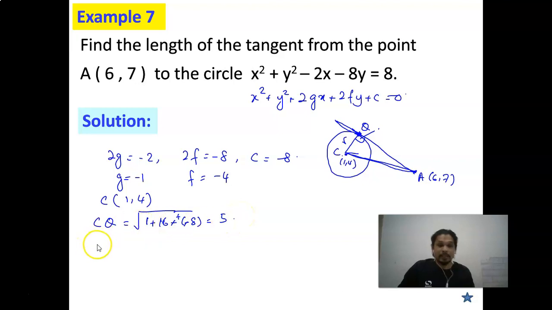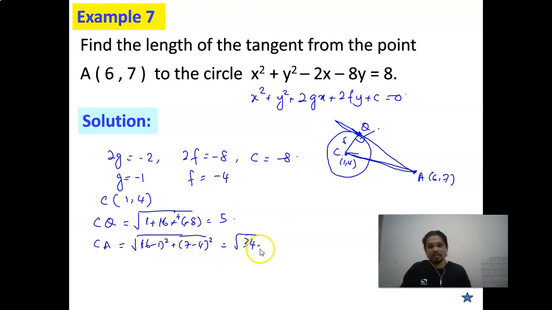Okay, and the distance of CA, C to A, from center to the point A here, is square root of 6 minus 1 square plus 7 minus 4 square, and is equal to square root of 34. Okay, you may just count out by yourself. And I just straightly give you the answer here, square root of 34.